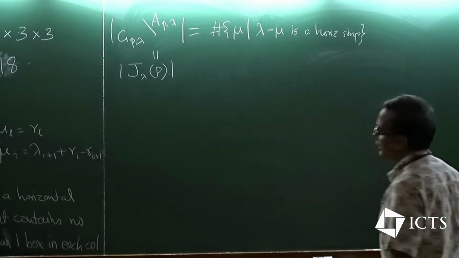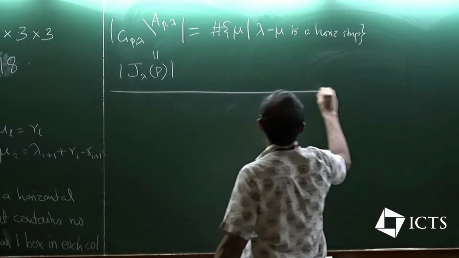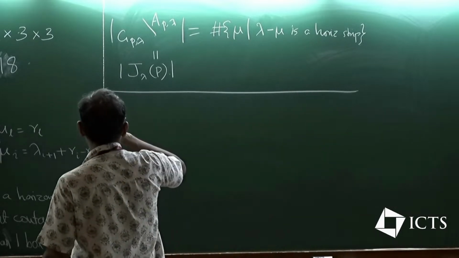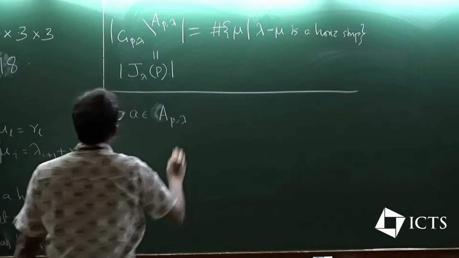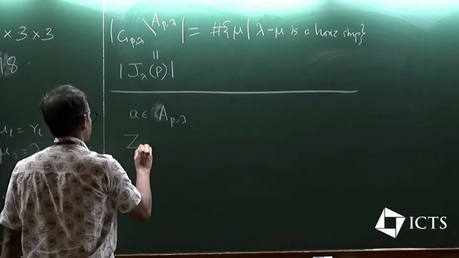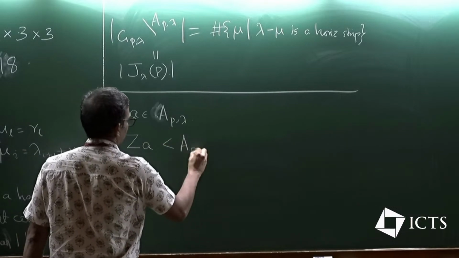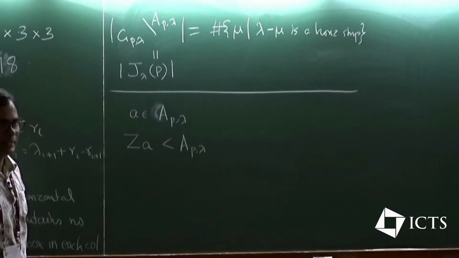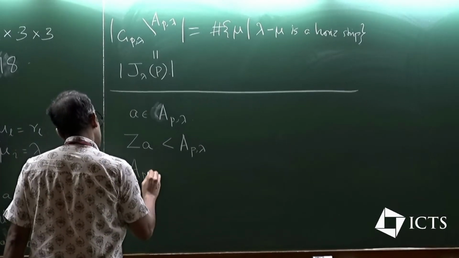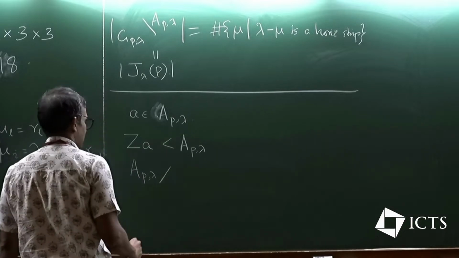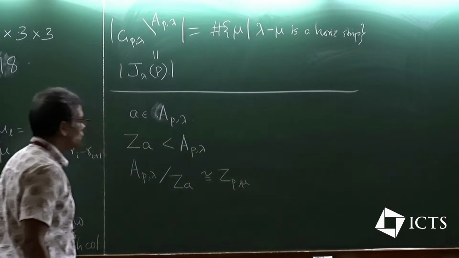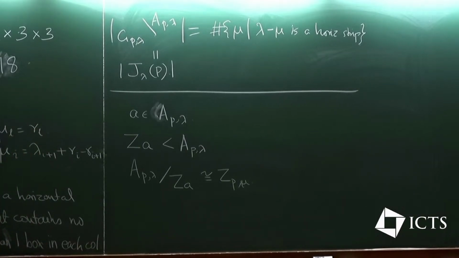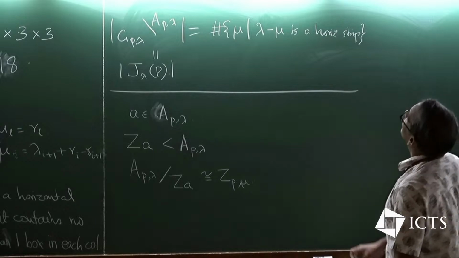So what is actually happening, as we shall see in a moment, is that if you have an element A in A, then you can look at the subgroup generated by A. So just the cyclic group generated by A, and this AP lambda by ZA will be isomorphic to ZP mu, where mu is obtained from lambda by this kind of correspondence. Okay, so we'll come to that in a minute.